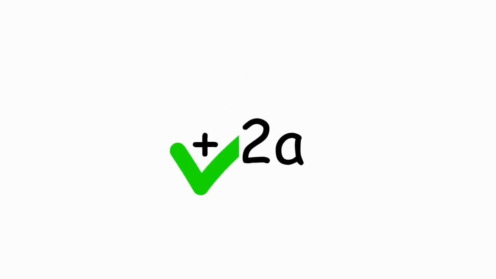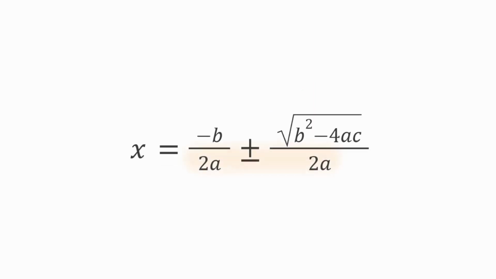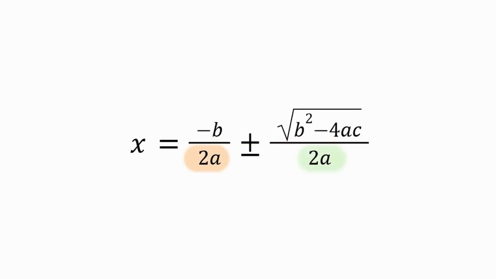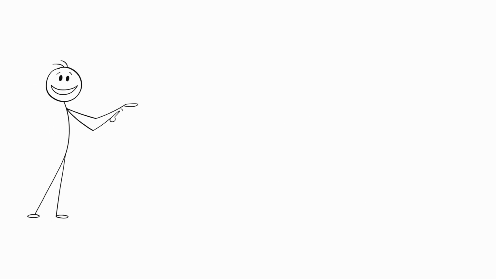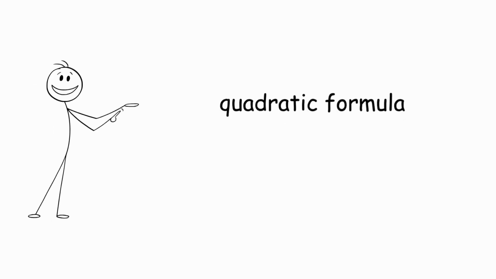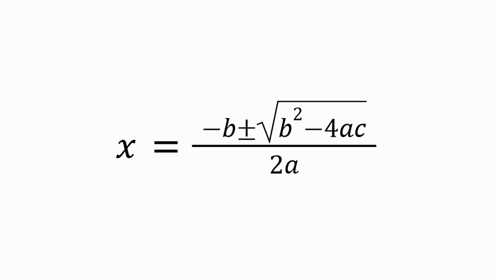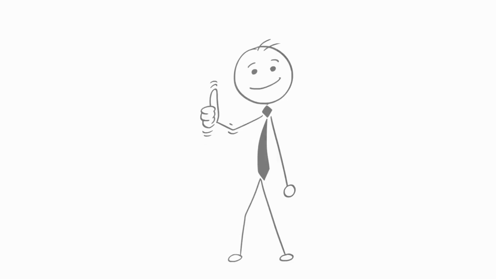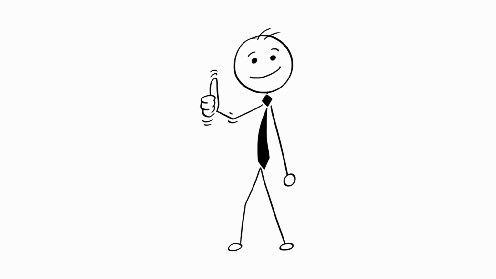Since we can pick either plus 2a or minus 2a, let's choose plus 2a for convenience. Finally, since both fractions already have a common denominator, we can combine them immediately. This gives us the typical form of the quadratic formula. x equals negative b plus or minus the square root of quantity b squared minus 4ac, over 2a. And now, we're really done.